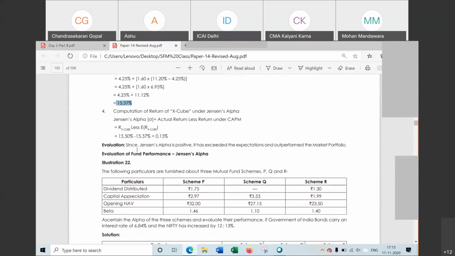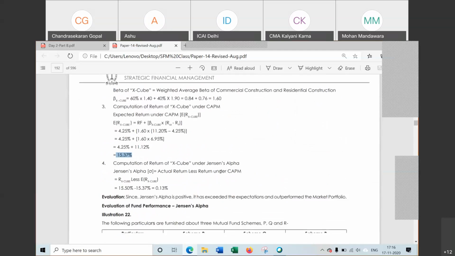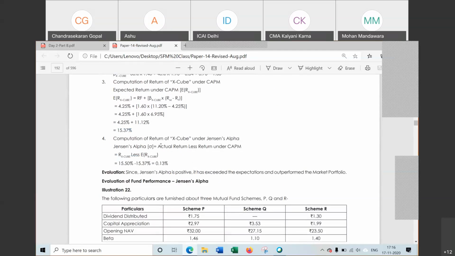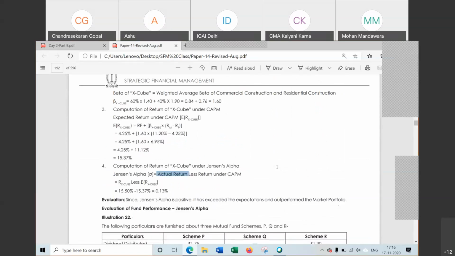Now the evaluation, that is the conclusion. Jensen alpha is positive. It means it has exceeded the expectation, the security, the investment has done well. Actual return is more than the expected return. CAPM return is the expected return by the investor, but the actual return from this investment is higher. So the security has outperformed.